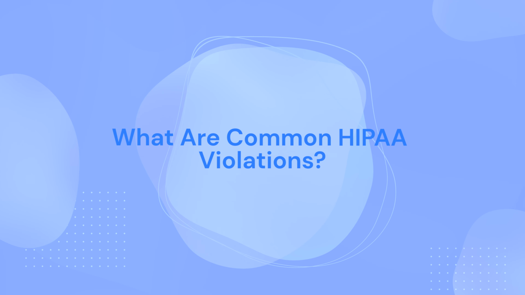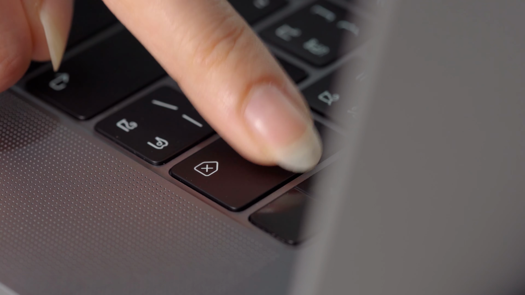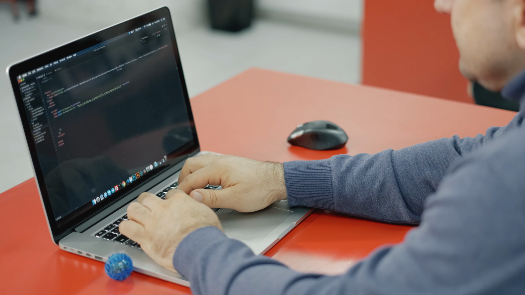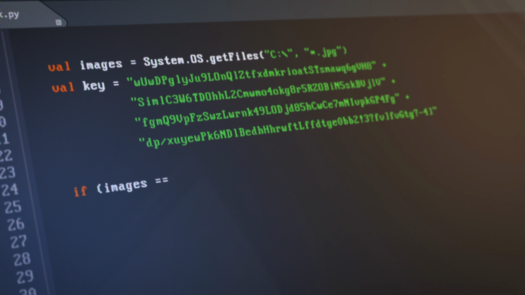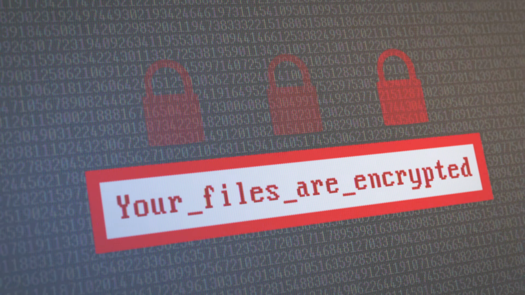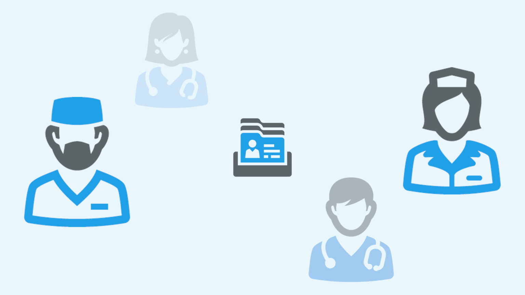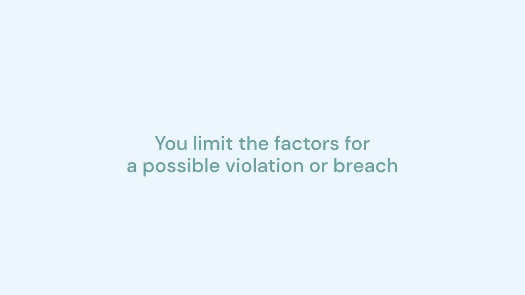The most common HIPAA violations are things like hacking and phishing, loss of devices, poor disposal of PHI, human error. Generally, good development takes into account these types of violations because when you're building software, you're building it to protect against things like hacking and phishing. Good development also means that you have a process in place to dispose of PHI. However, if you're developing software, you may want to limit the number of people who have access to the personal health information. Because if you limit the number of people who can access that data, you're limiting the number of vectors for possible violation or possible breach.